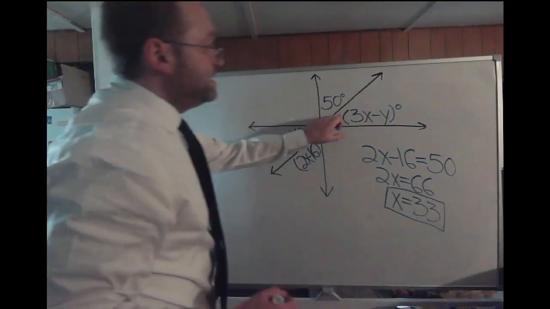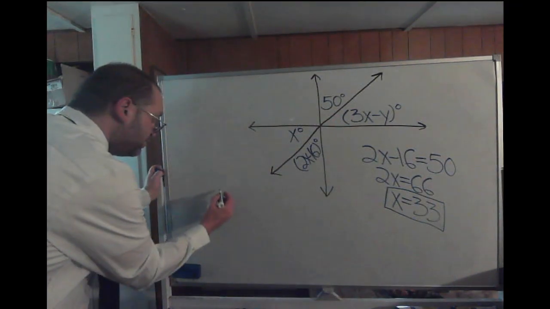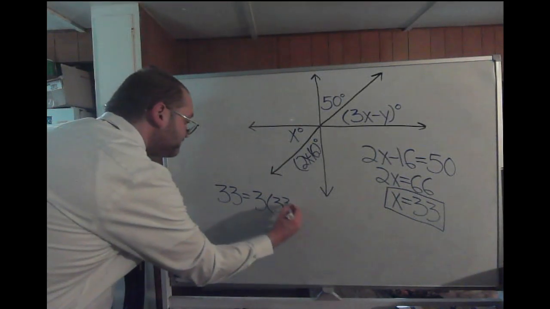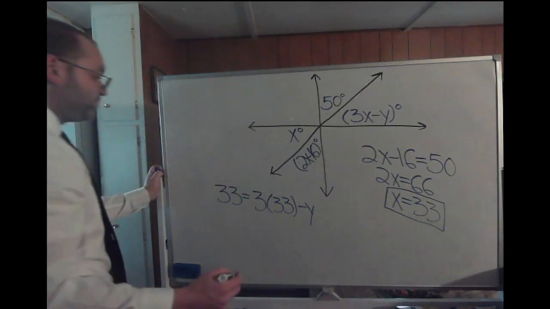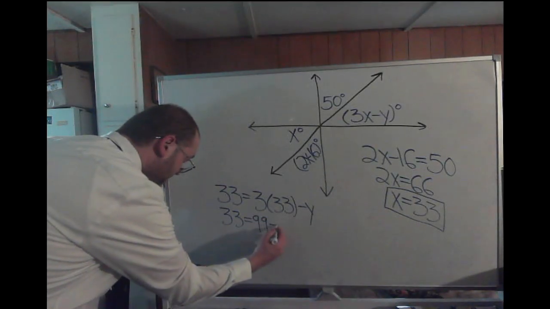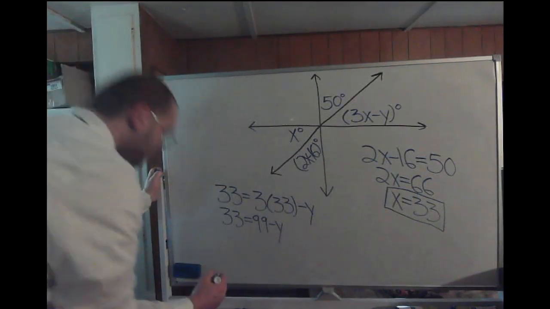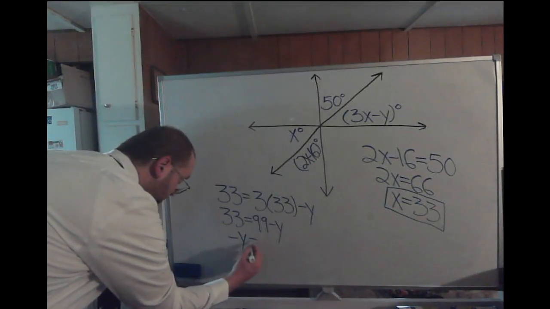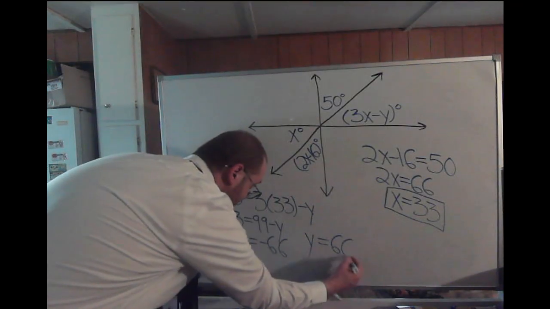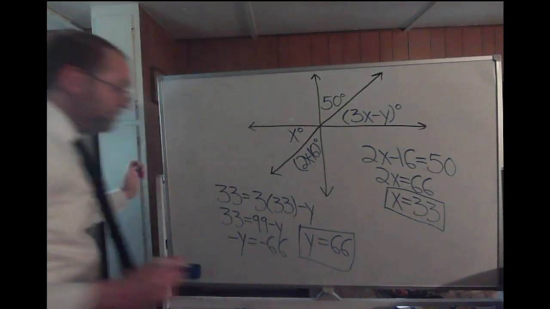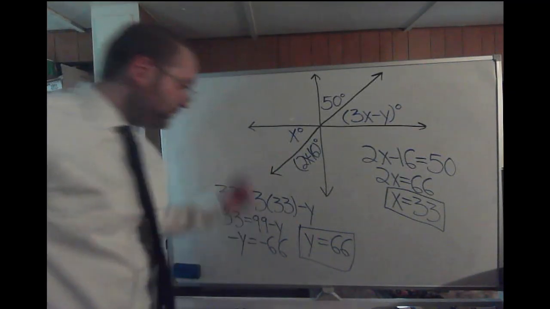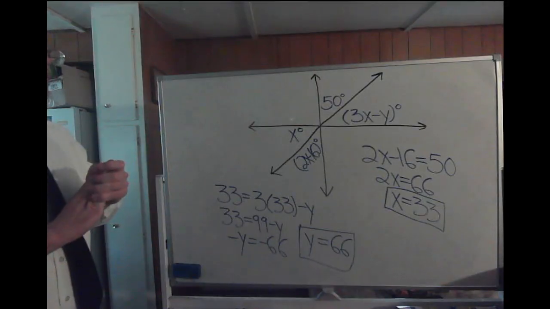It's clear that x and then 3x minus y are vertical angles. So that means 33 is going to equal 3 times 33 minus y, which means 33 equals 99 minus y, which means that negative y would equal negative 66, so then y would have to equal positive 66. So the value you're going to find from y in this particular equation is 66. So that's it for the vertical angles.